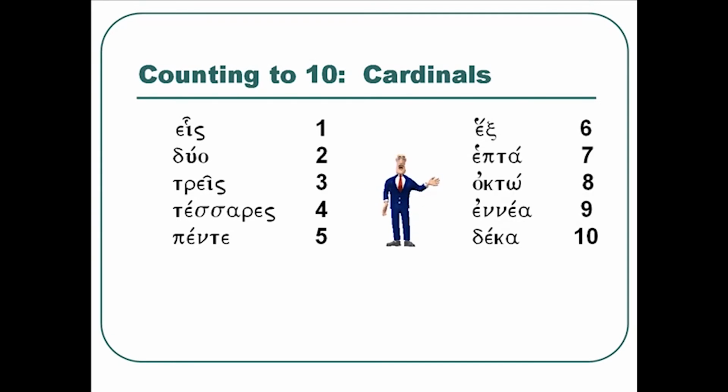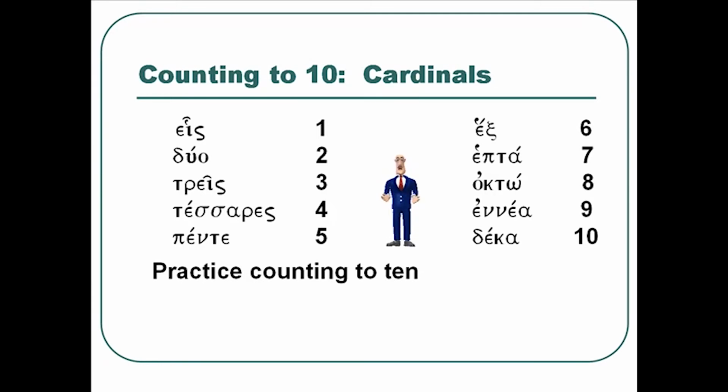Coming down on the next side, we have hex, which means 6, hexagon, hepta, which means 7, octo, which means 8, an octagon, enea means 9, and deca means 10. So let's run through these a couple, 3 times just to learn how to count to 10.